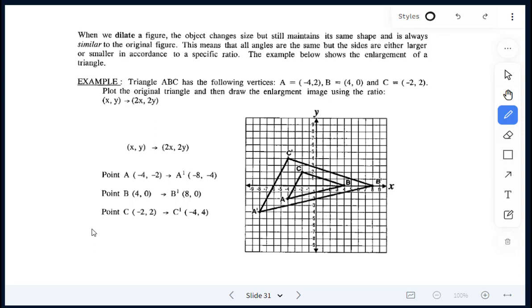Point B, again, our original point is 4, 0. We're going to multiply by 2. That gives my next point 8, 0, which is here. And point C, negative 2, 2. We're going to double it. So it becomes negative 4 and 4. So you can see it's increased in size. It's doubled.